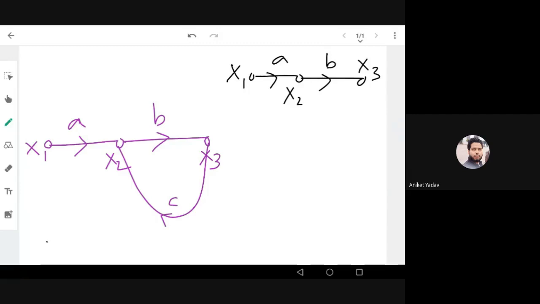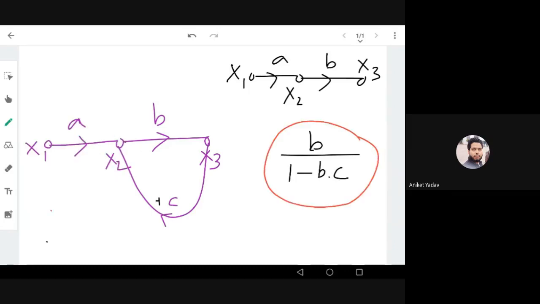equation? Remember the equation? Forward path gain into... you can see it's positive, so this is plus C, right? So forward path gain divided by 1 minus forward path gain into feedback path, right? So this is actually what we have solved in the block diagram reduction. Whenever there is a loop, here the loop is a feedback. Why feedback? Because this is the direction in the forward loop, this is the direction in the feedback loop. So there is a feedback here.